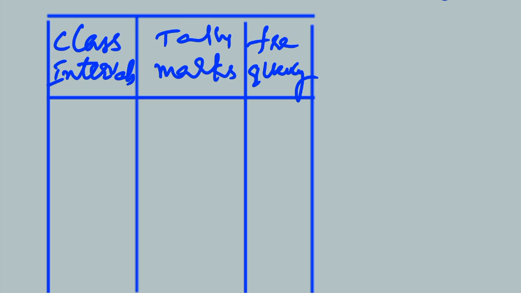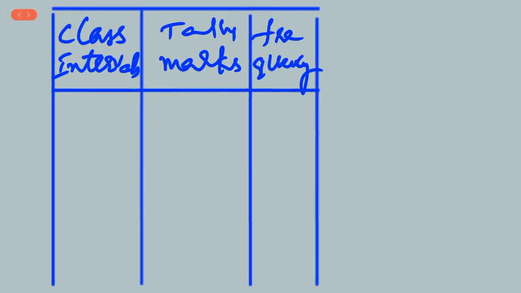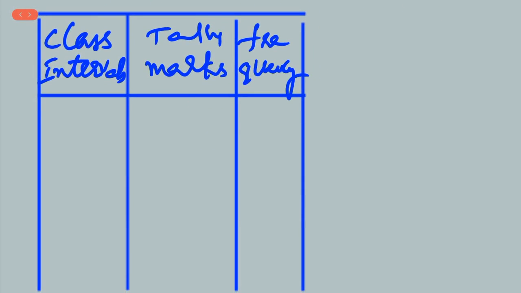Here we have the class length, which we already found, that is 8. Class length is 8, we got it. So first, we have to start from 0 onwards. Here I am starting from 0. If the class length is 8, it means we decrease 1 and add 7. 0 plus 7 is 7. That means 0 to 7.